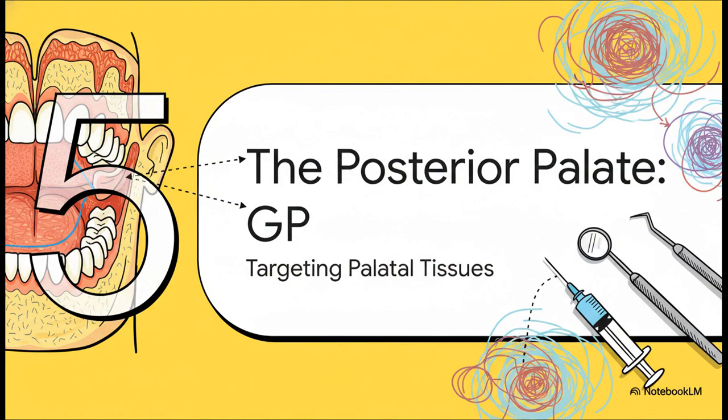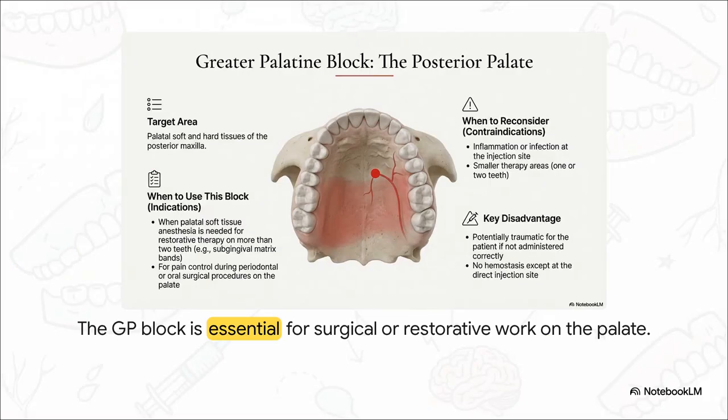Okay, for our final technique, we're heading to the roof of the mouth. We're talking about the greater palatine, or GP block. This one is absolutely essential for getting those really hard-to-numb posterior palatal tissues. So yeah, the GP block is a must-know for any kind of restorative or surgical work on the posterior palate. Now, let's be honest, this one can be pretty uncomfortable for the patient, but a really precise technique, which we're about to cover, can make a huge difference in their experience.